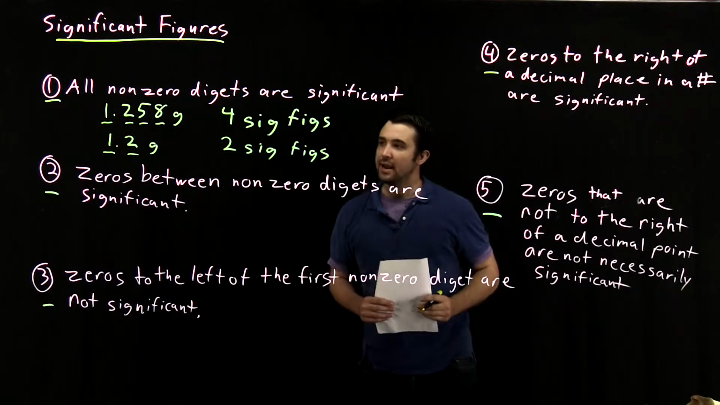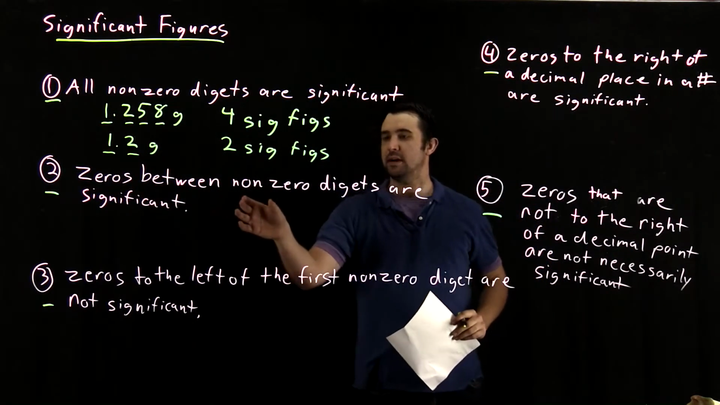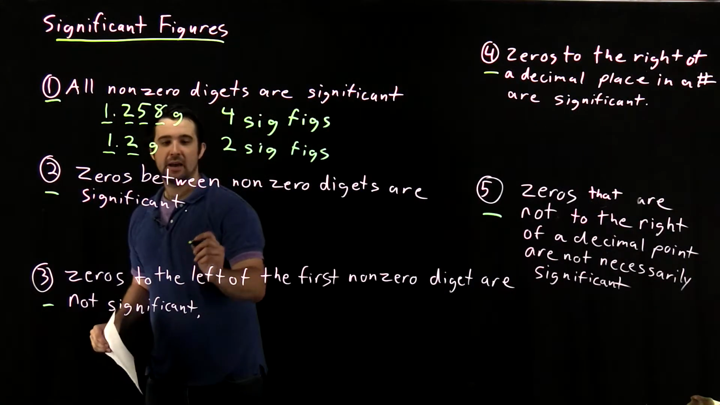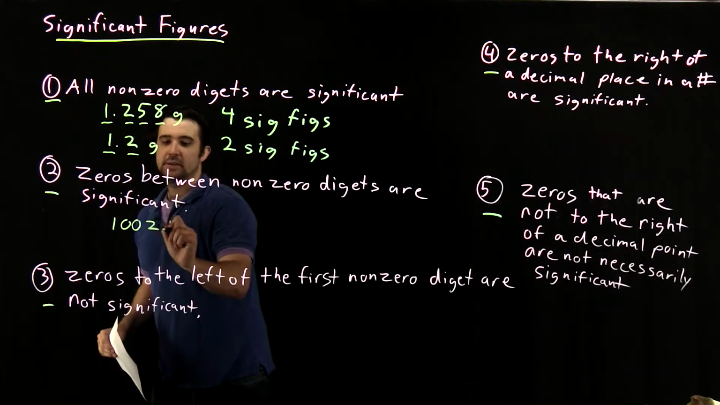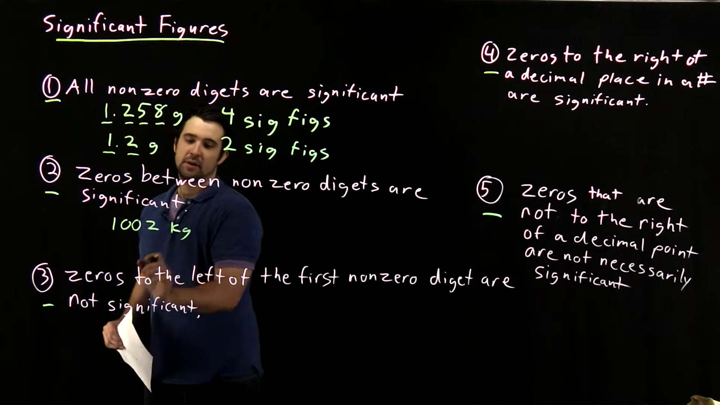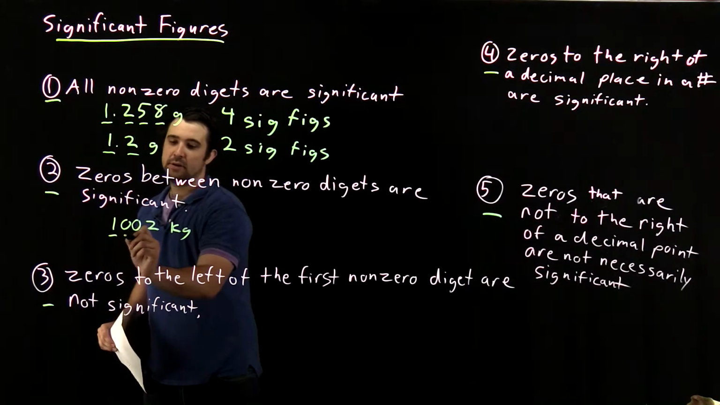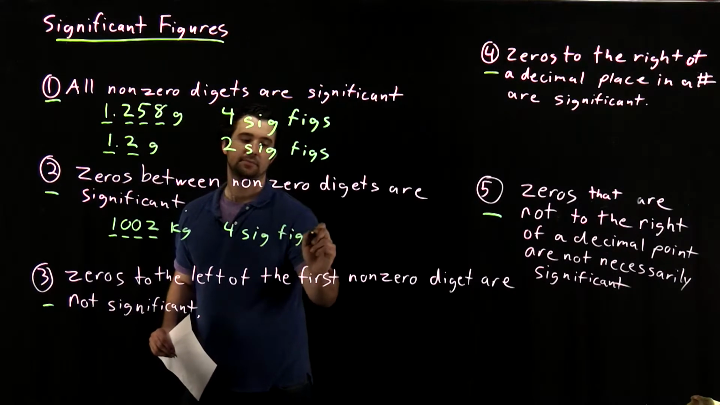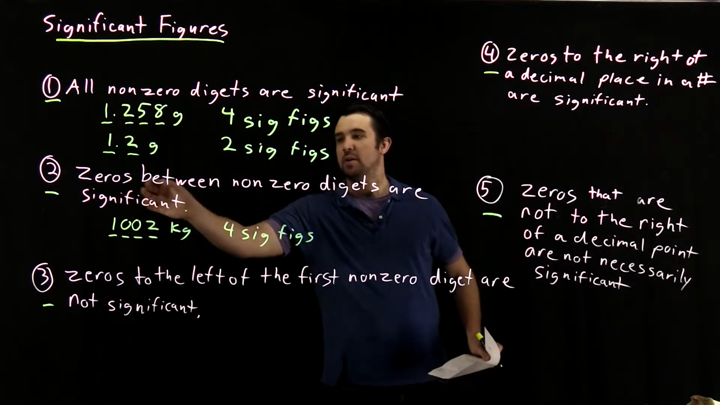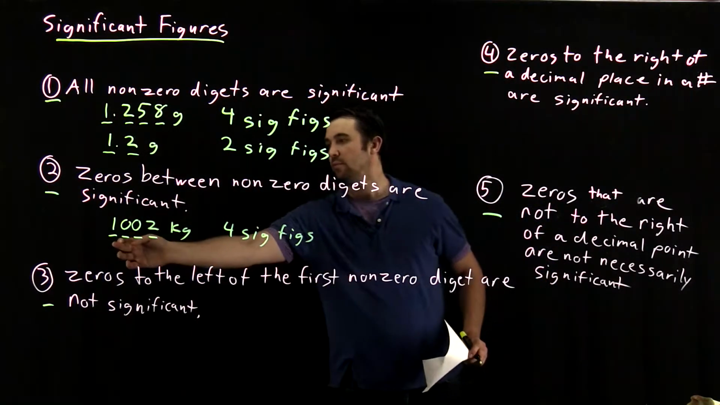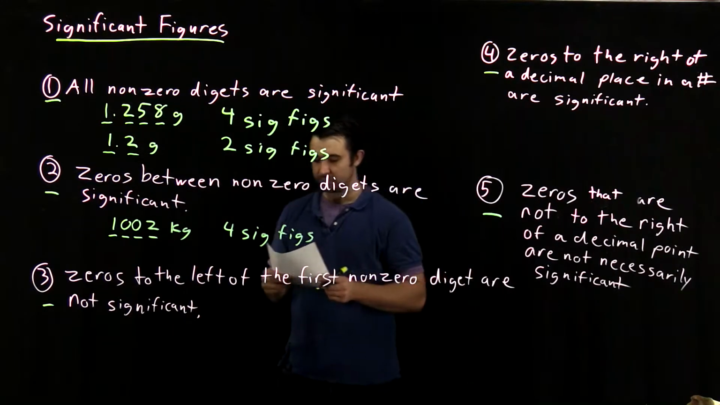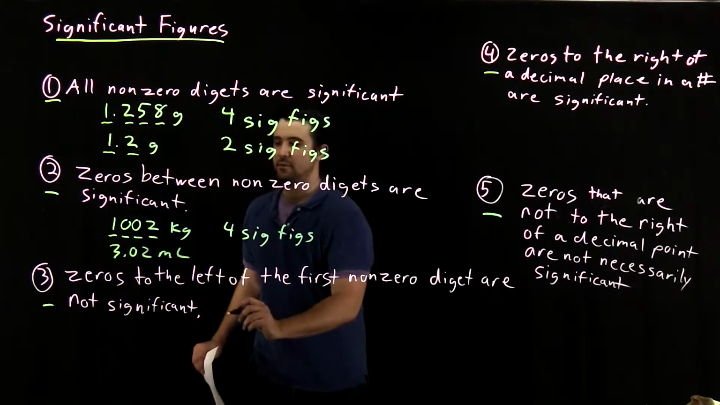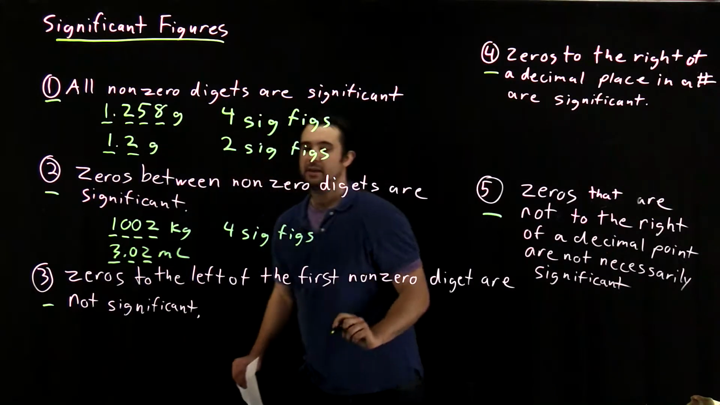All right? So our next condition states that zeros between non-zero digits are significant. So again, showing you a few more examples, imagine if we have 1,002 kilograms, so just another unit of mass, we would have here 1, 2, 3, 4 sig figs. Because these zeros show up between non-zero digits. So here we have 1, 2, 3, 4 sig figs. Likewise, we could have 3.02 milliliters, and we have 1, 2, 3 sig figs.